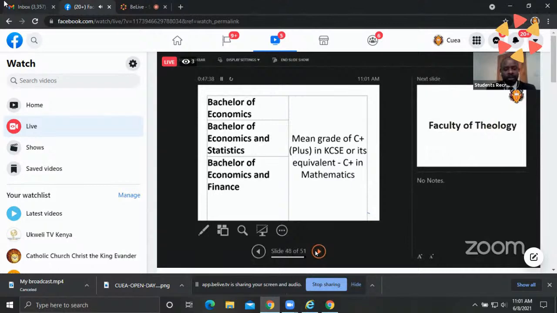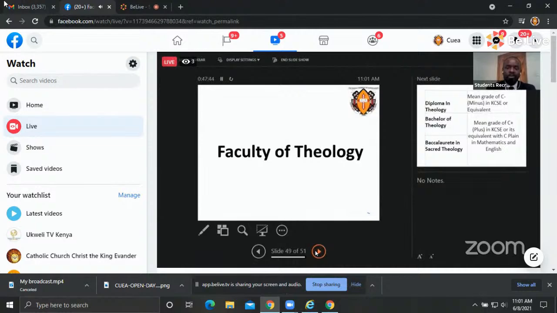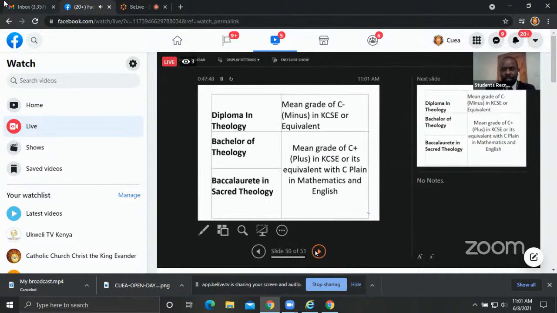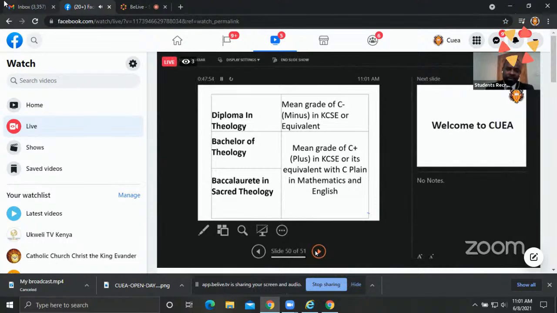And then finally, we have our Faculty of Theology. In our Faculty of Theology, we have various programs. We have the diploma in theology, where you require a mean grade of C minus in KCSE or its equivalent. We also have Bachelor of Theology, and we have Baccalaureate in Sacred Theology.